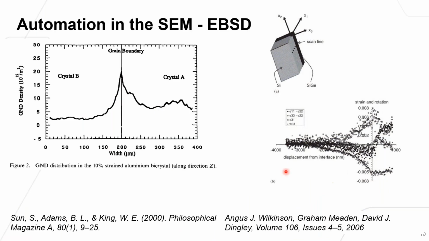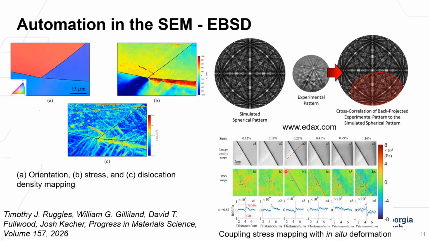And then in the mid 2000s, you saw the work of Angus Wilkinson, where he developed algorithms and approaches to extract out the elastic strain and then the stress from these EBSD patterns. So now you have the modern era where with EBSD, you're able to very rapidly, very easily map out orientation state, but also things like dislocation density and stress variations in polycrystalline materials.